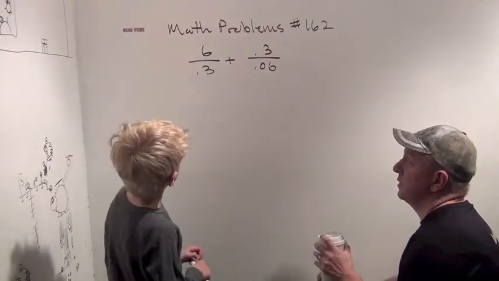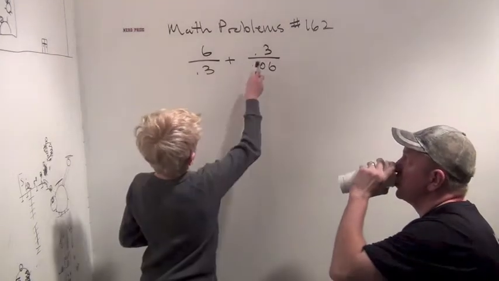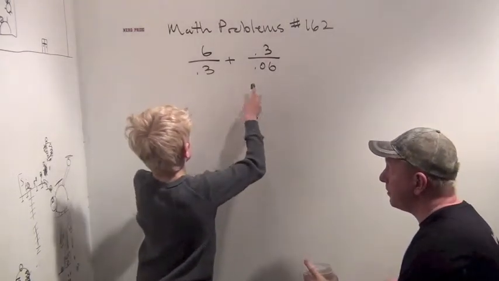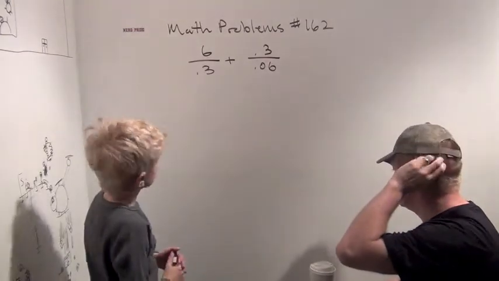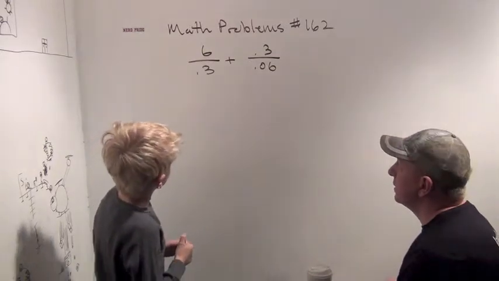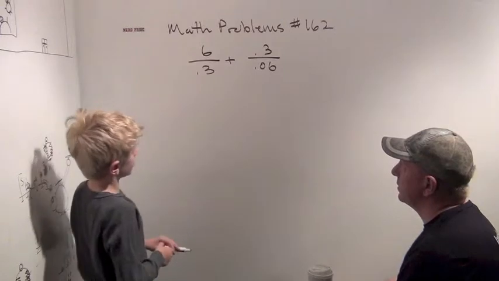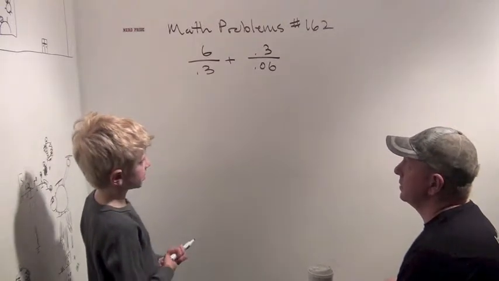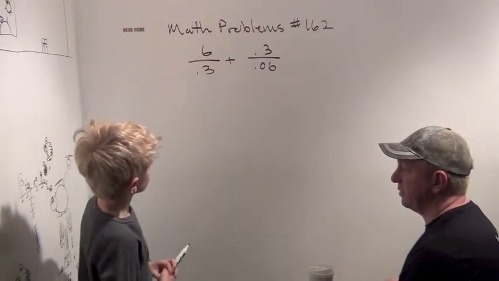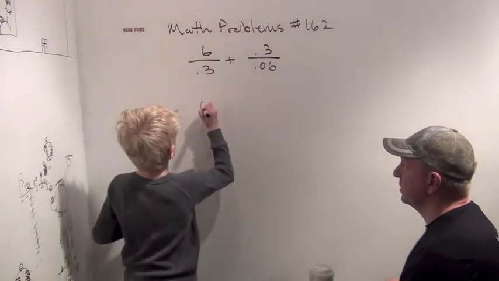Well, what I did was I found a common denominator. And then the common denominator was 0.3, and if you multiplied this by 5 over 5, you could get to the common denominator. Okay, great. Well, why don't you write out some of your steps.